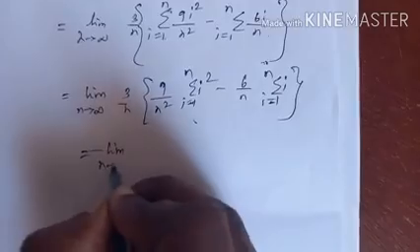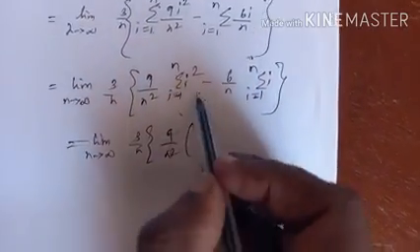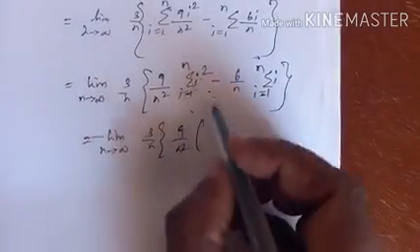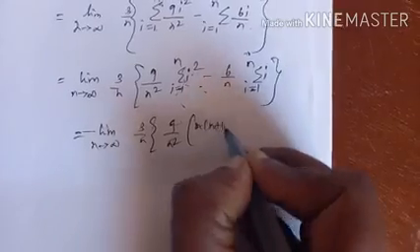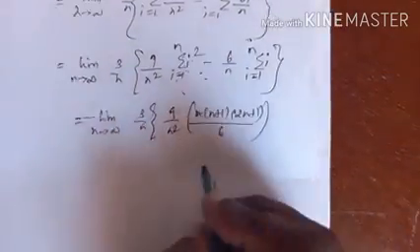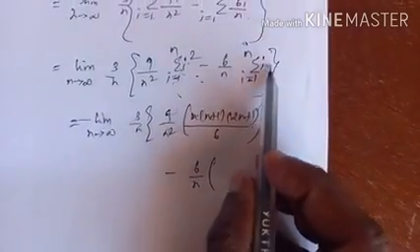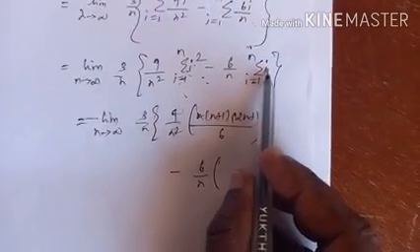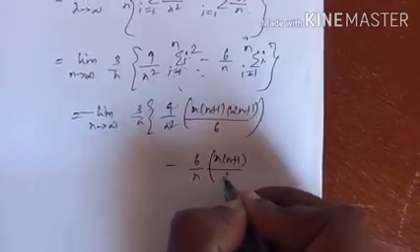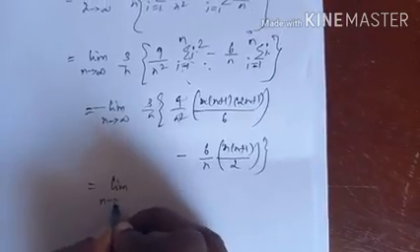Which is limit n approaches infinity, 9 by n square into summation i square. See, it is 1 square plus 2 square plus 3 square plus etc., which is n into n plus 1 into 2n plus 1 by 6, minus 6 by n into 1 plus 2 plus up to n, right, summation i is 1 plus 2 plus up to n, which is n into n plus 1 by 2. So it is limit n approaches infinity.